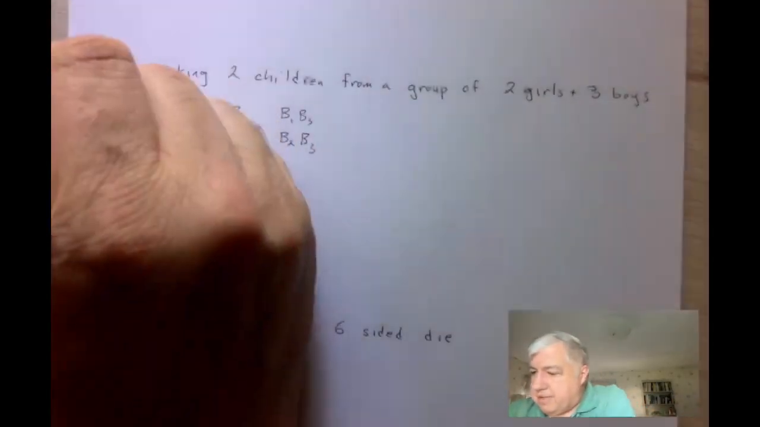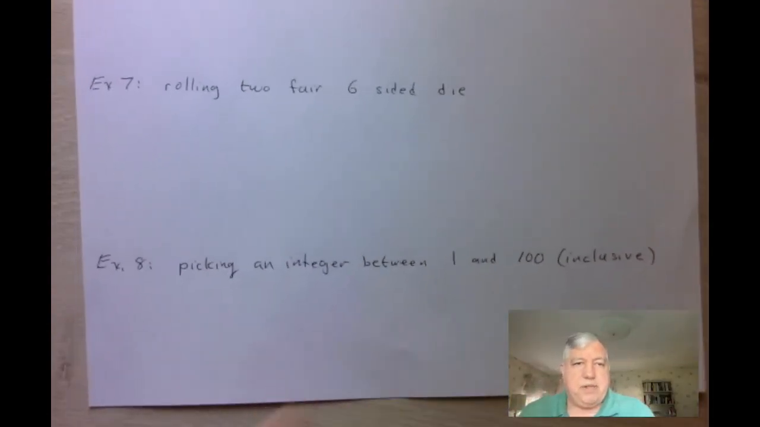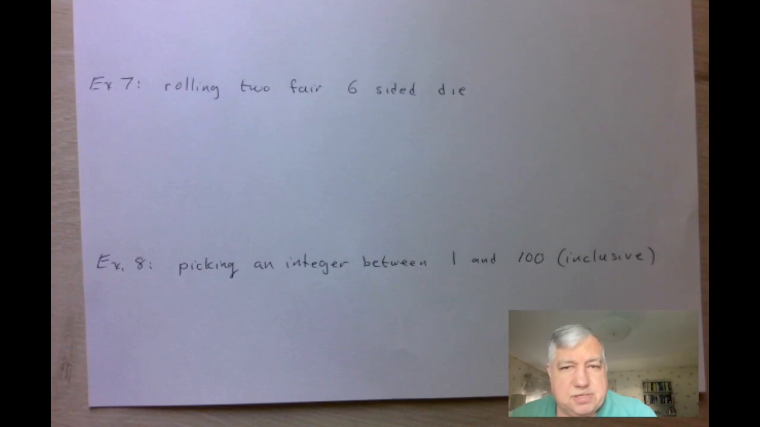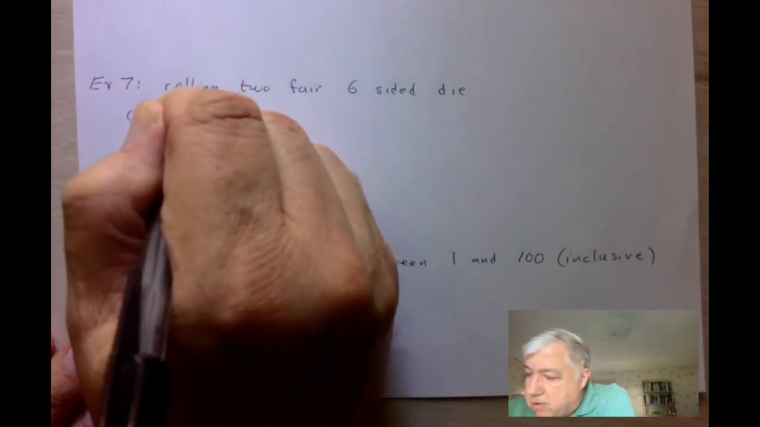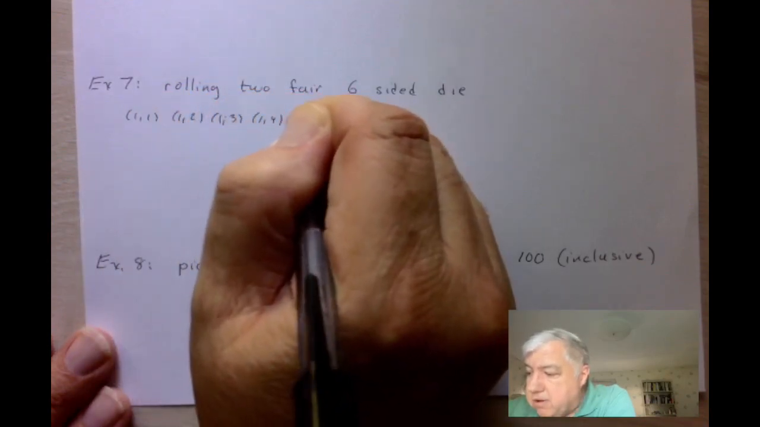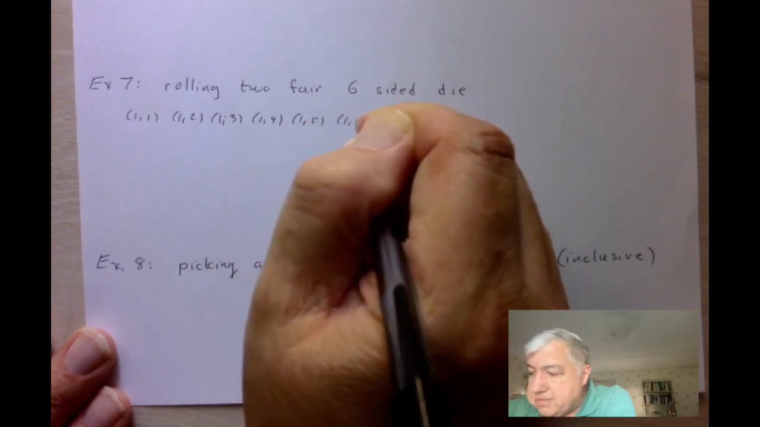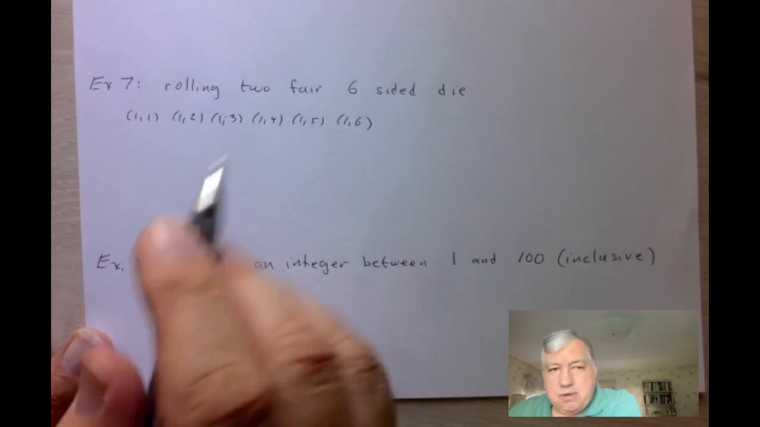So this would be the sample size here. For example 7, if we are rolling 2 fair 6-sided dice, what would be the outcomes? Well, we can record each outcome with a pair of numbers, the first number being for the first die and the second for the second die. So we would have 1,1, 1,2, 1,3, 1,4, 1,5, and 1,6.